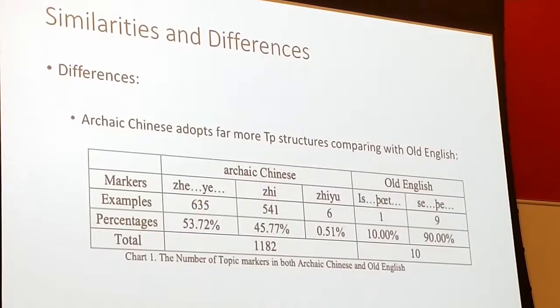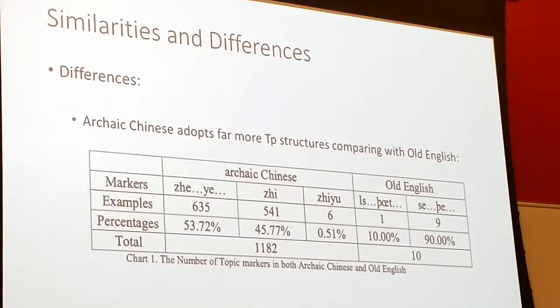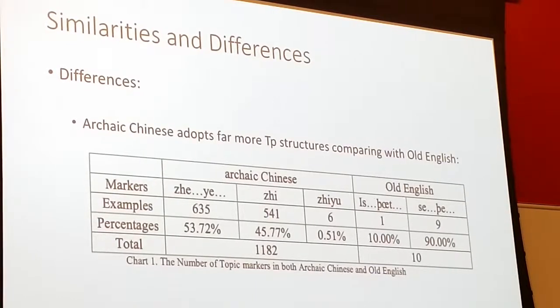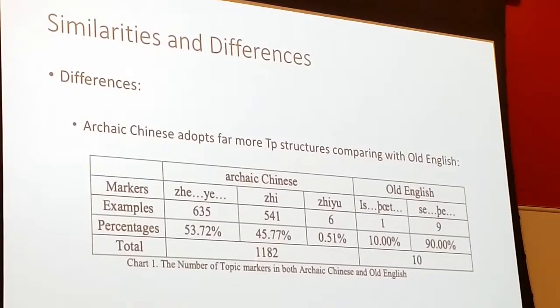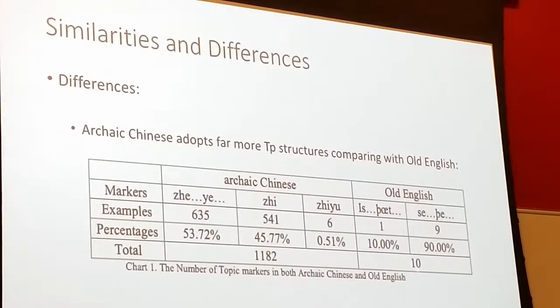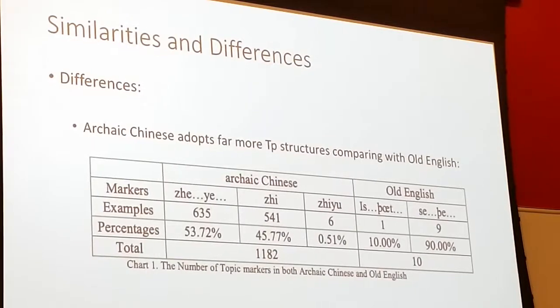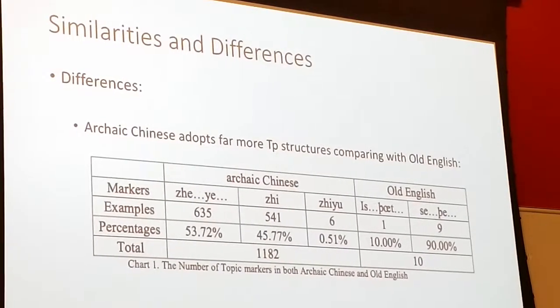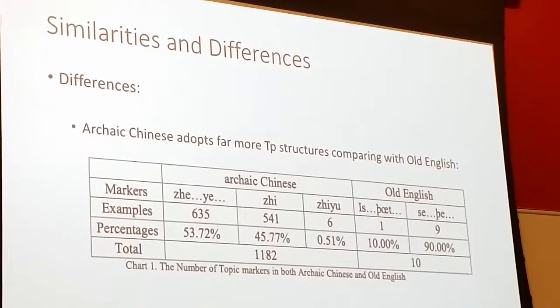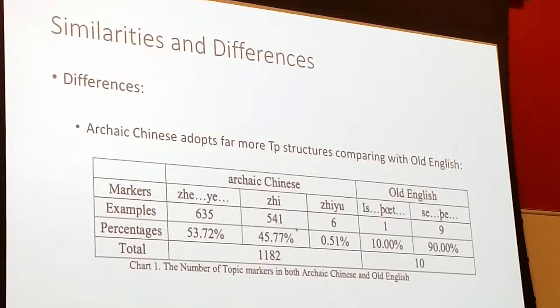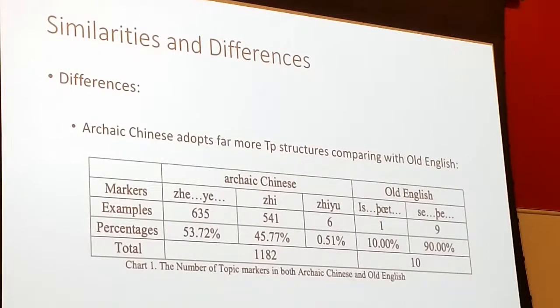Okay, so the differences. This is going to be a huge difference because I made a graph. We can say that there are 1,182 tokens for Archaic Chinese using topical markers, but for Old English there are only 10. So it's kind of amazing. And so I came to the conclusion that Archaic Chinese adopts a far more topic-prominent structure compared with Old English.